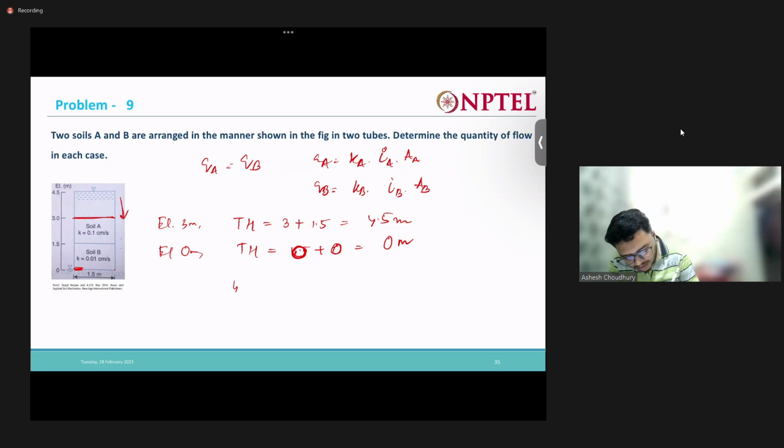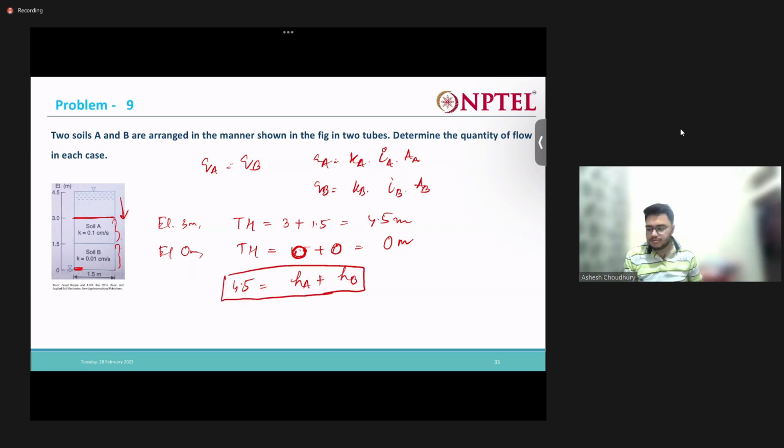Now this total head loss is equal to head loss in A plus head loss in B. Here there will be some head loss, here there will be some head loss. So head loss in A plus head loss in B is going to give me my total head loss. Let us mark it as one equation. The second thing that we know is that the velocity of flow in both these soils will be equal, from the equation of continuity. VA is going to be equal to VB.